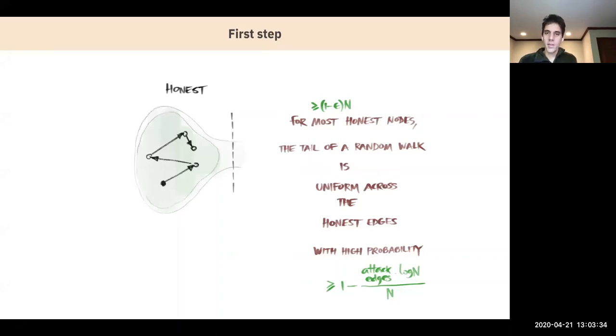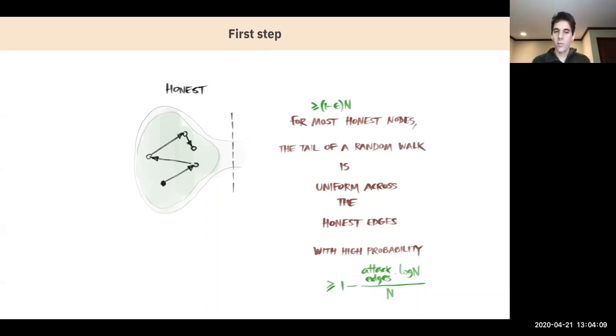Okay. First step, so right off the bat, this follows directly from the definitions that the honest region has high conductance, so no small cuts. It directly follows that for 1 minus epsilon fraction of the honest nodes, any random walk from an honest node in this fraction is going to land completely uniformly on an honest edge.